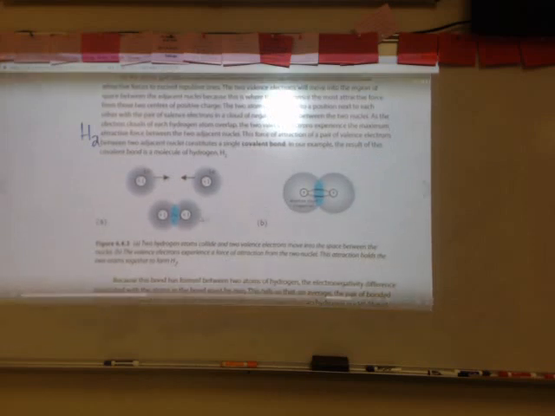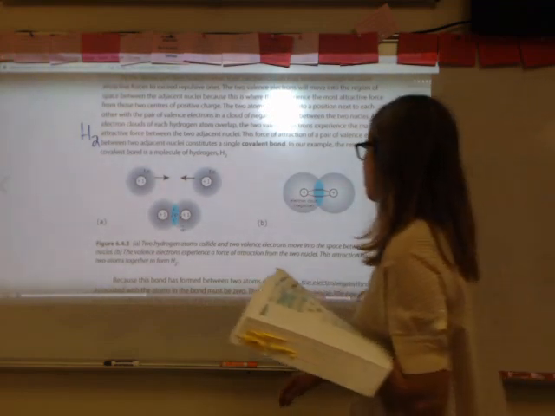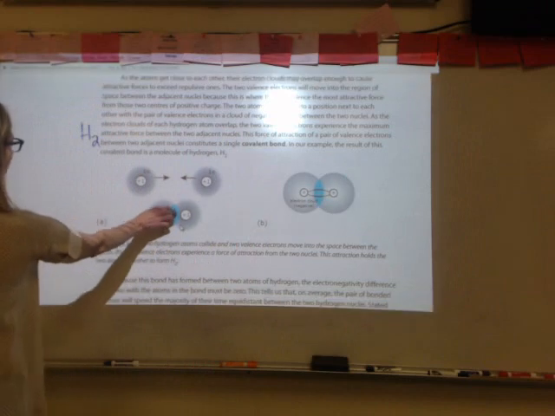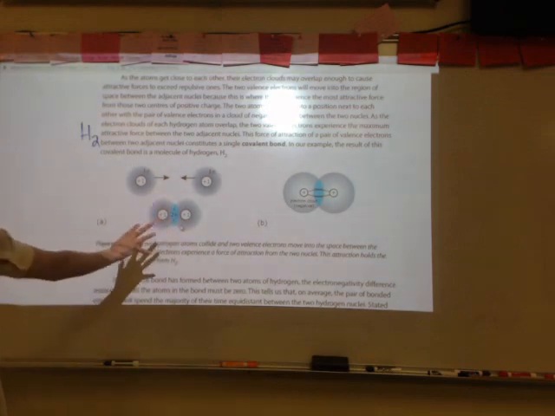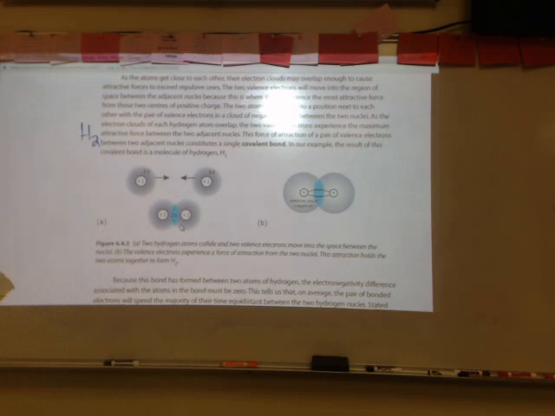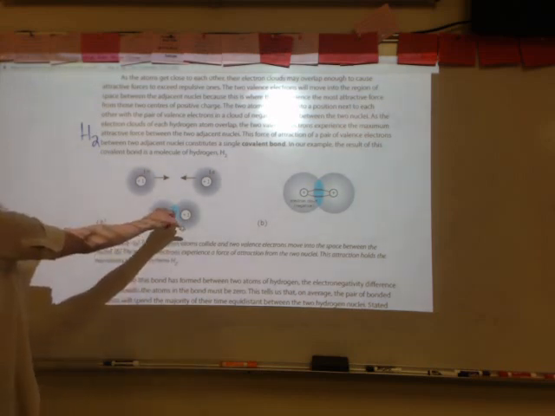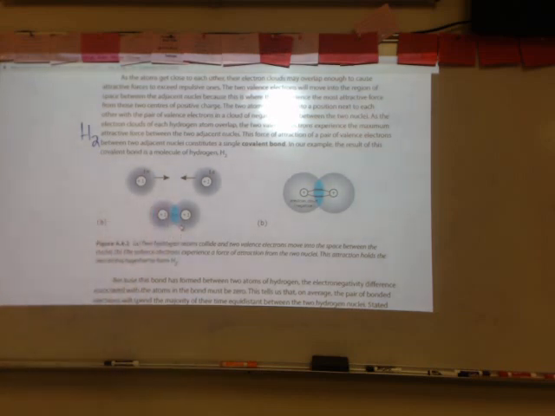And eventually, these electron clouds between the two atoms overlap, and they overlap enough to cause attractive forces to exceed the repulsive forces, because the negatively charged electrons are attracted to the neighboring positive charge on the other nucleus. So the two atoms settle into this position next to each other with the pair of valence electrons in a cloud of negative charge between the two nuclei.